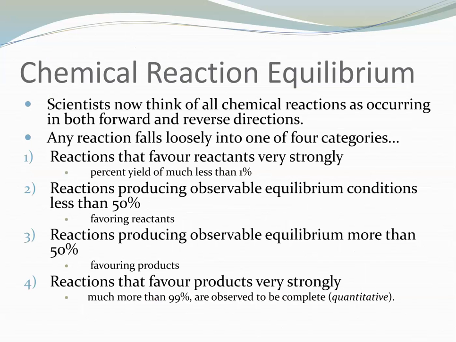Scientists believe that all reactions are occurring in forward and reverse directions. Reactions can fall into one of four categories, though. Some reactions favor the reactants, so they may react less than 1%. Some reactions favor the reactants, and a percent reaction of less than 50% is expected. Some reactions favor the products, and a percent reaction of more than 50% is expected. And finally, some reactions favor the products strongly, and a percent reaction of more than 99% is expected. These are our quantitative reactions.